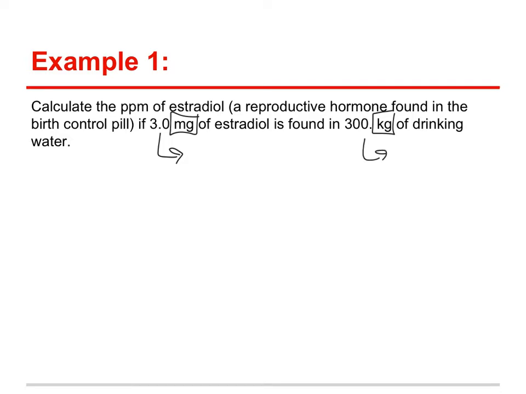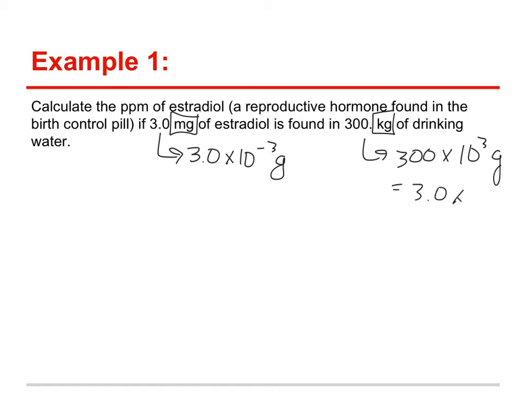So for our 3 milligrams, we know that there are 1,000 milligrams in 1 gram. So this is the same as saying 3.0 times 10 to the negative 3 grams. For kilograms, there are 1,000 grams in 1 kilogram. So this is the same as saying 300 times 10 to the 3 grams. Or, putting that in right scientific notation, would be 3.0 times 10 to the 5 grams.